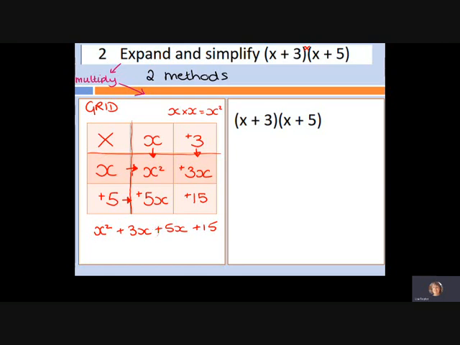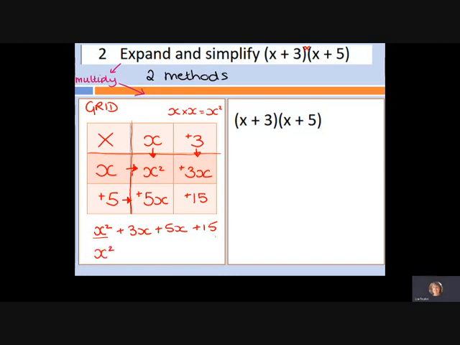To get the second mark, you need to tidy it up a little bit. So that's collecting the same terms, the like terms together, and adding them together. Now, in the same way that apples are different from bananas, x squared is different from x. They are just different items. So you cannot add x squared to an x.